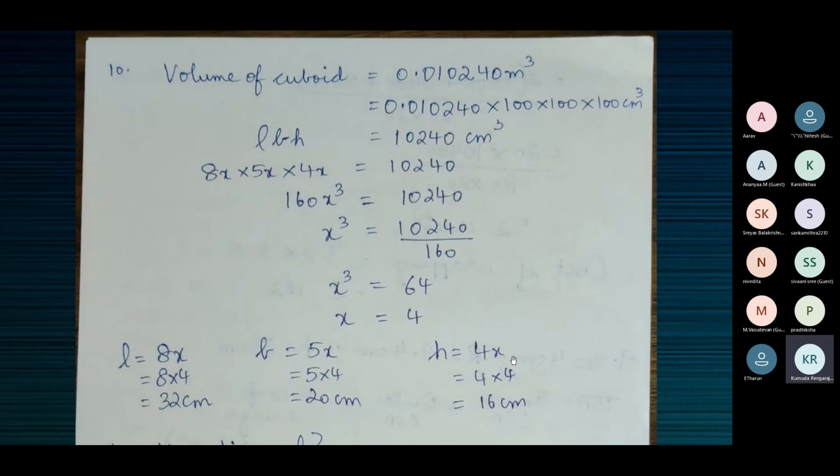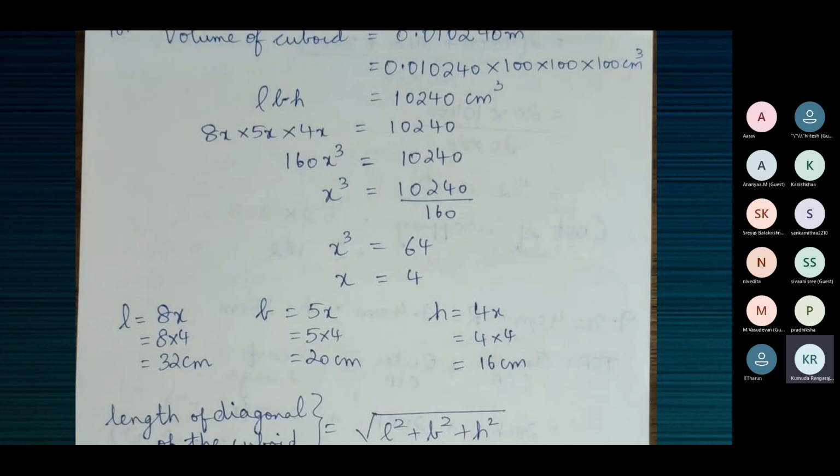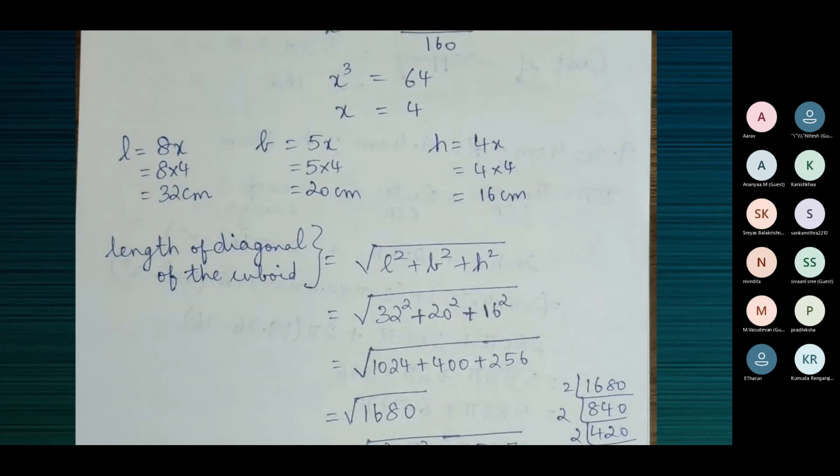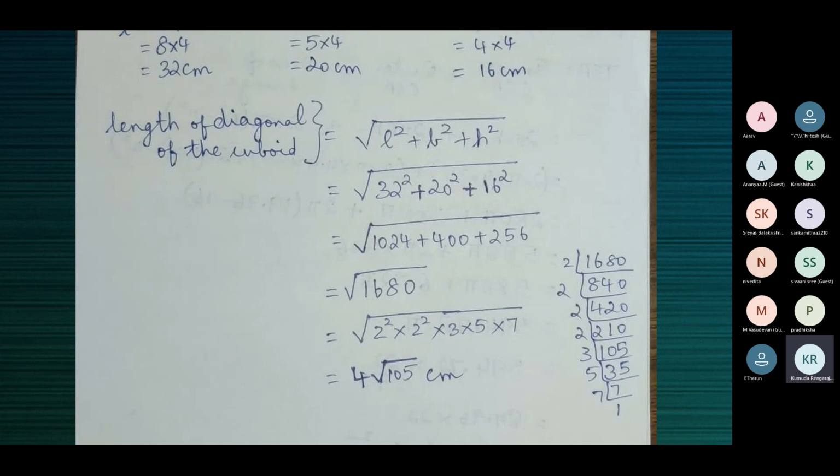What's the formula to find the length of the diagonal of a cuboid? Ma'am, root of L square plus B square plus H square. Yes, Nivedita, thank you. Root of L square plus B square plus H square. So substitute, and this is the answer.